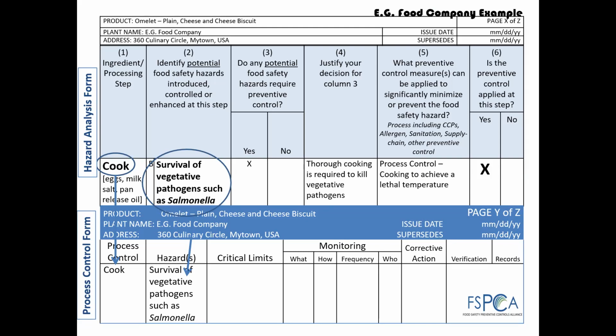And what is the process control? What is the critical control point? Of course, it is cooking. We need to reach a certain internal temperature. And what is the risk? Salmonella is identified as a risk because recently there have been several recalls or outbreaks related to that. So that's why salmonella is identified as a hazard. And once we have that, you're going to ask the question: do any potential food safety hazards require a preventive control? Of course, you're going to click here, which is yes.